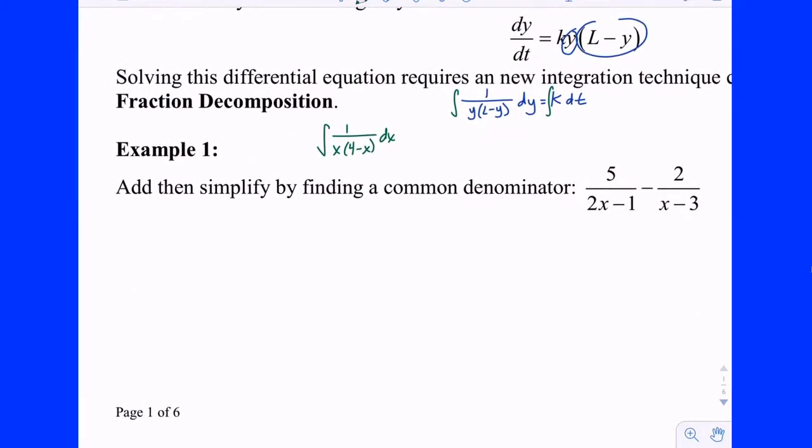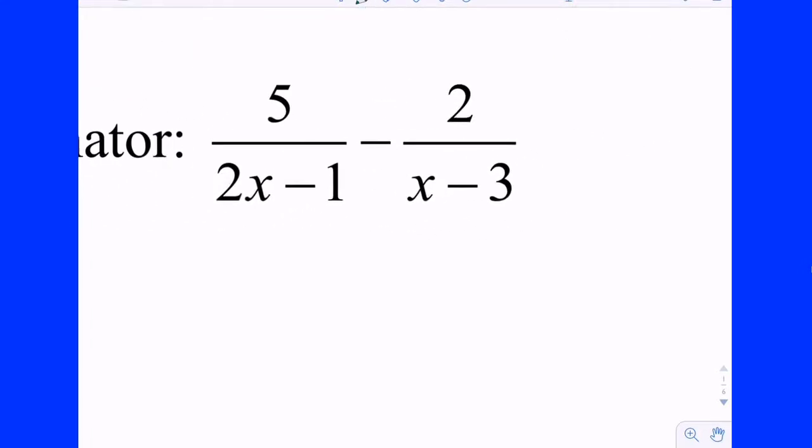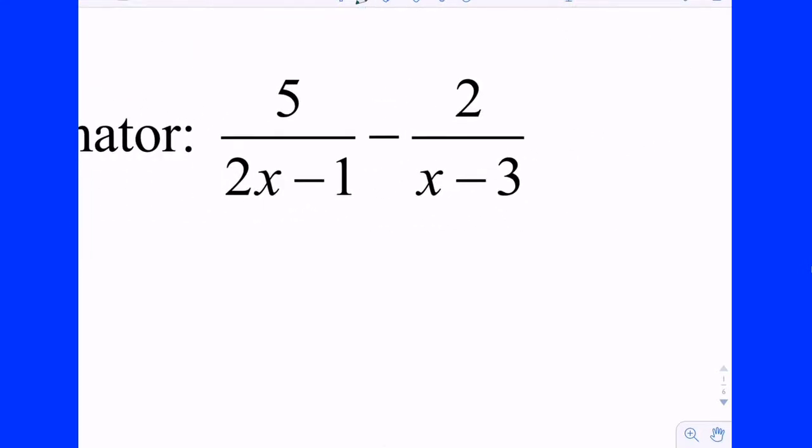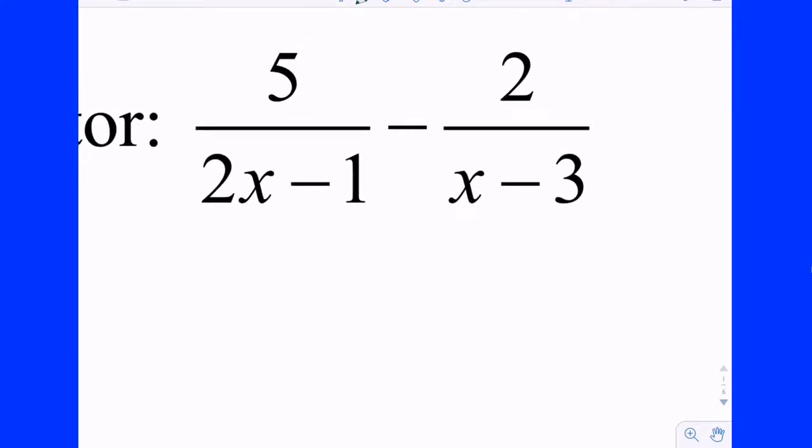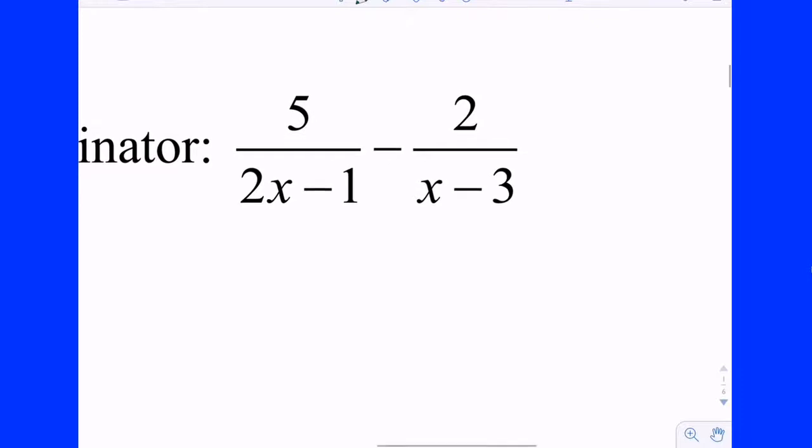Let's take a trip down memory lane and pretend like we're back in maybe late Algebra 1, early Algebra 2. We want to add and then simplify these two terms by finding a common denominator. It even tells us how to combine them. What do we need in order to combine two fractions? A common denominator. Darn it, it said that. I was going to ask you all that. All right, so what is the LCD, the least common denominator, or the LCM of your denominators? 2x minus 1 and x minus 3.